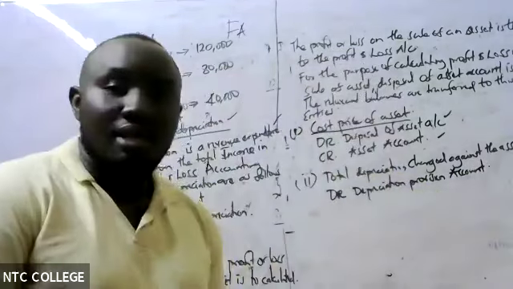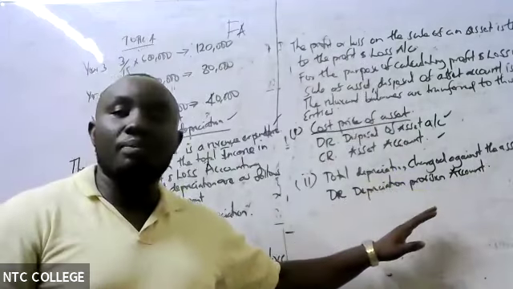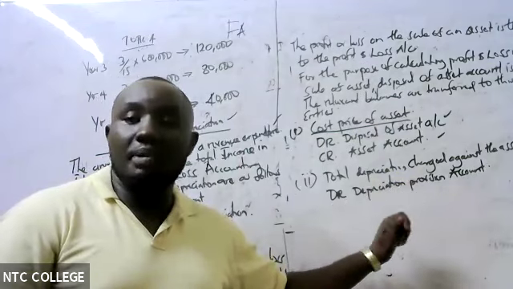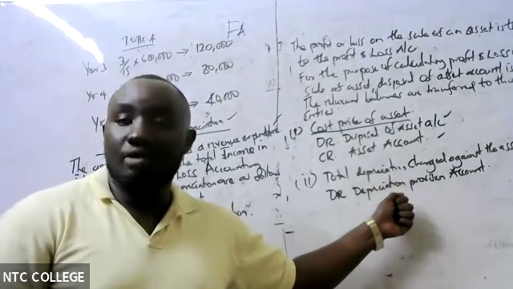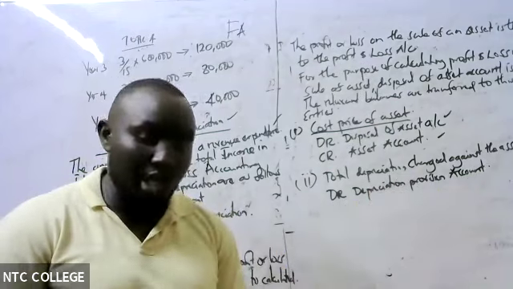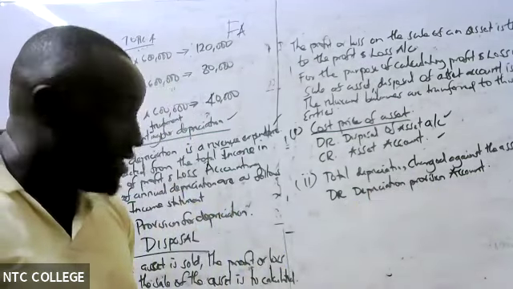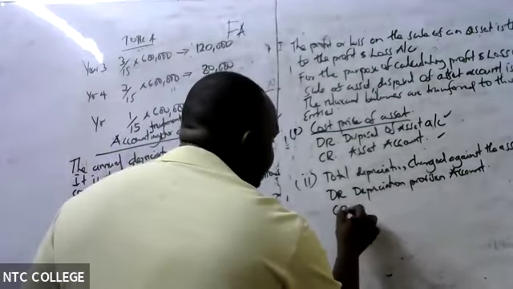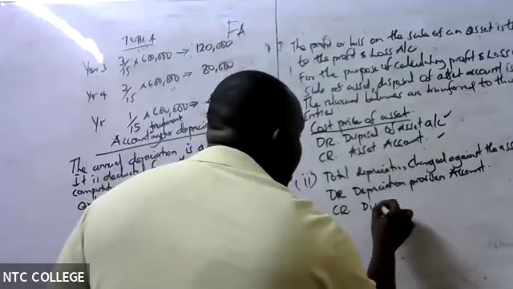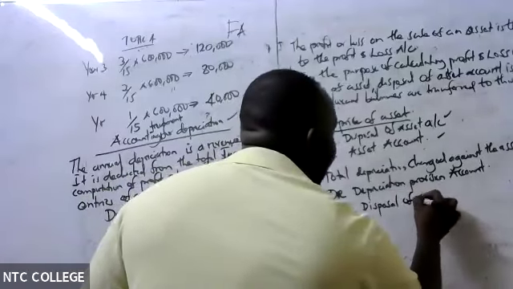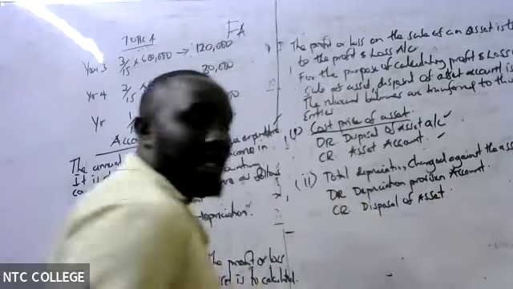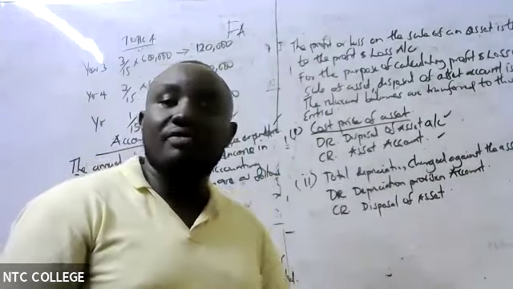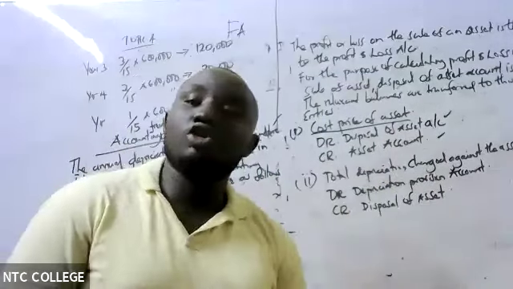Why do you debit? Remember, if you're increasing the depreciation provision account with a credit, why do we debit it? Because that asset is no longer there. So we debit the depreciation provision account, and then we credit the disposal of asset account. Why are we crediting it? We are looking at the trade of our asset losing value. We credit it with that total depreciation.